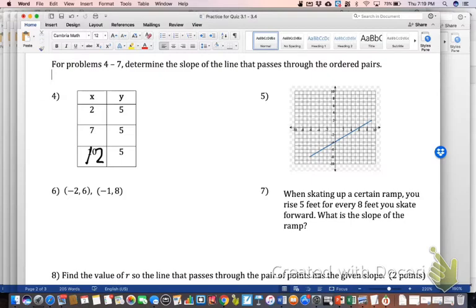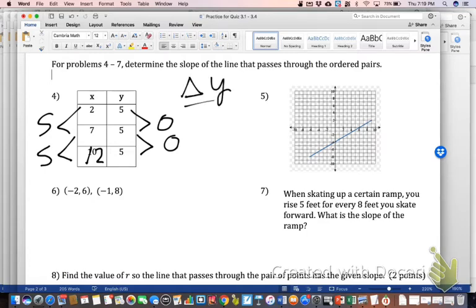Okay, so for number 4 through 7, it asks to find the slope of the line that passes through the ordered pairs. Because 4 is in a table, I'm going to do it the good old-fashioned look at the rate of change way. So my y's are all increasing or decreasing by nothing, so their change is 0. And the x-coordinates are increasing by 5. So remember that the rate of change is your delta y over your delta x. So 0 over 5 is equal to 0.